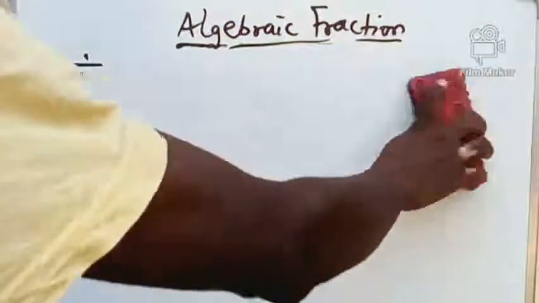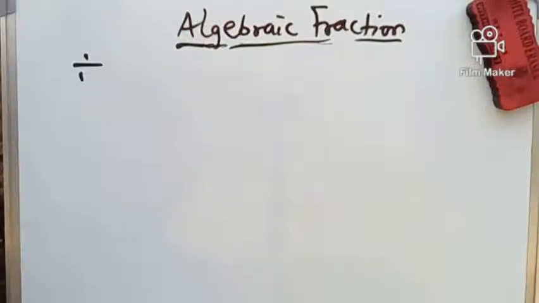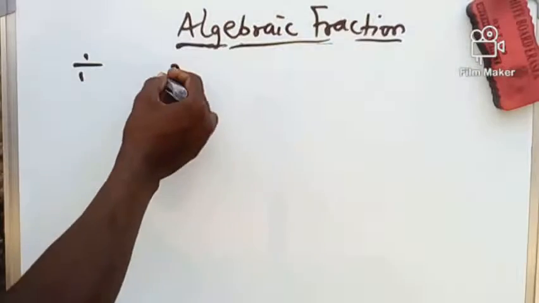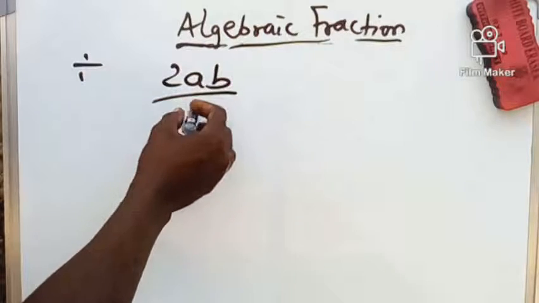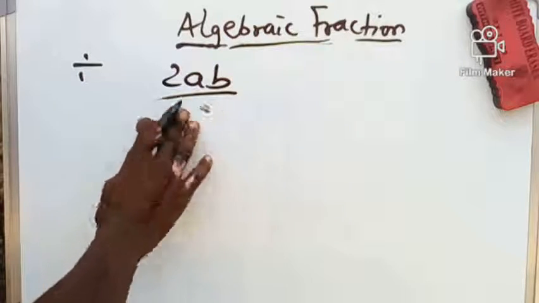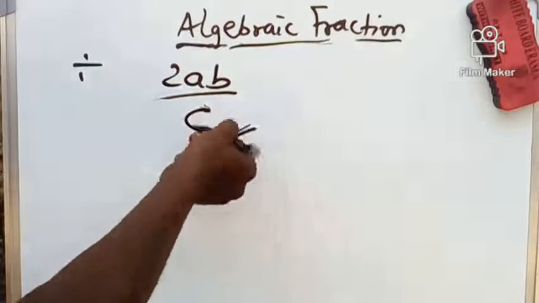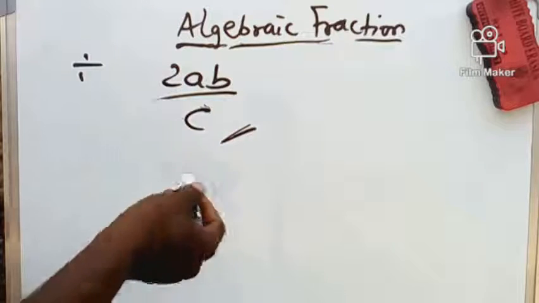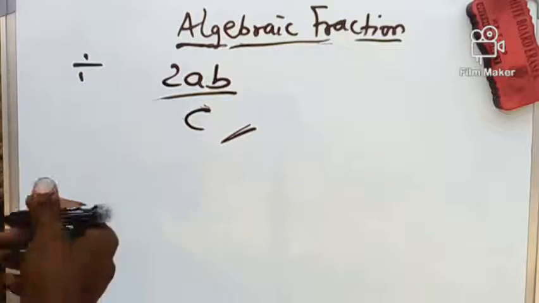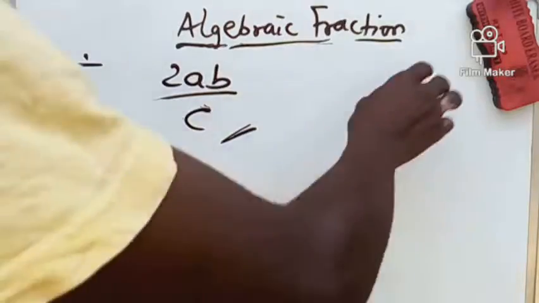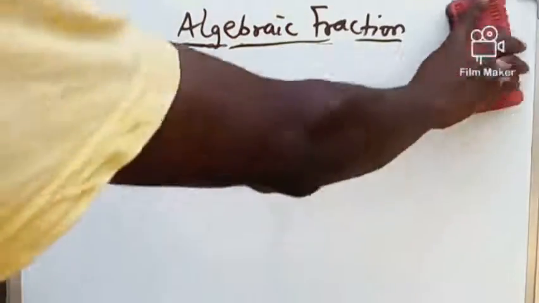Remember, different variables cannot be divided. So if I have 2ab divided by c, this is just the answer. We cannot do anything here. But once we have different variables, then it is important that we break the variables down.